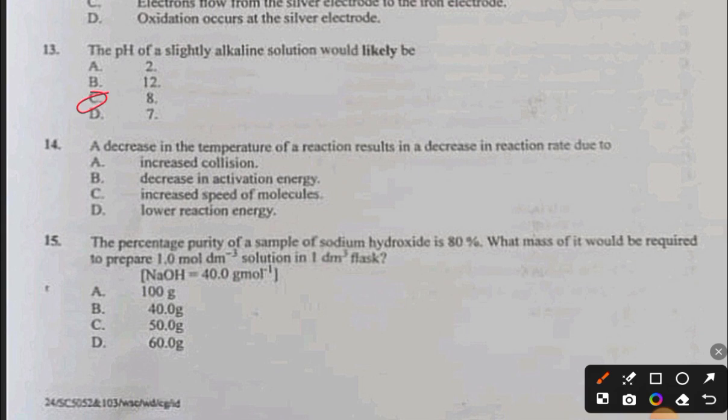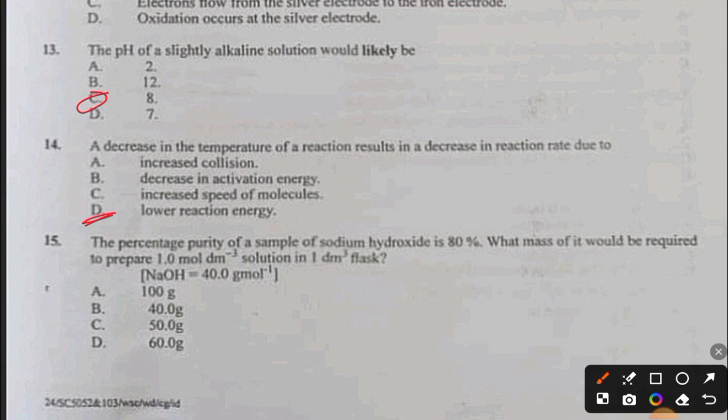14. A decrease in the temperature of a reaction results in a decrease in reaction rate due to A. Increased collision, B. Decrease in activation energy, C. Increased speed of molecules, D. Lower reaction energy. The answer to question 14 is D. Lower the reaction energy.